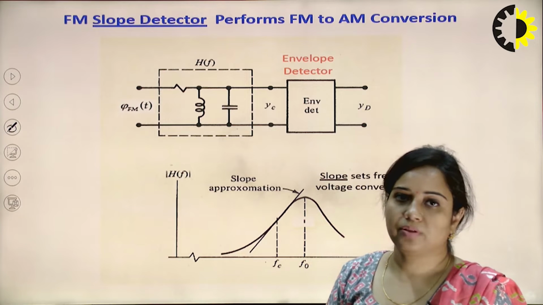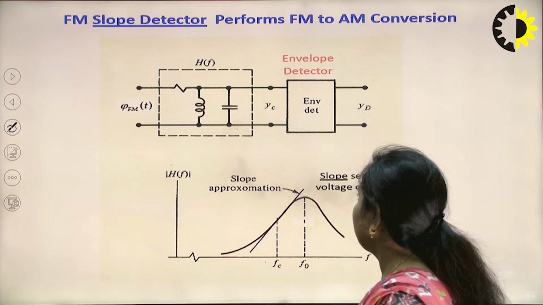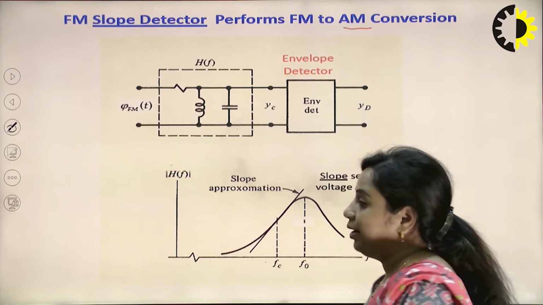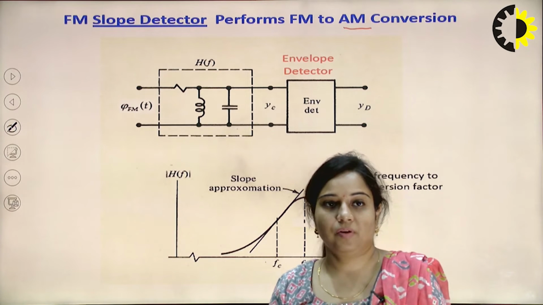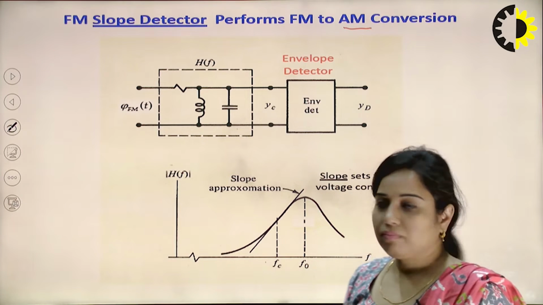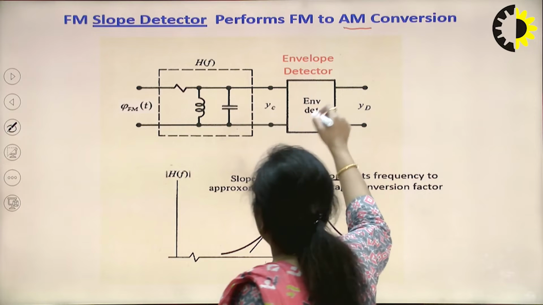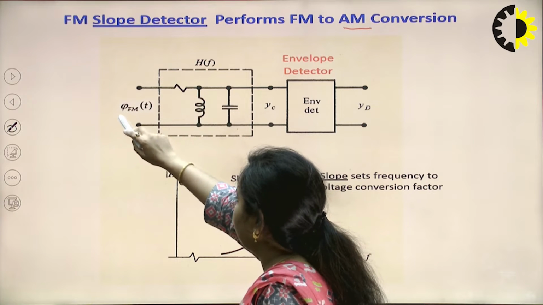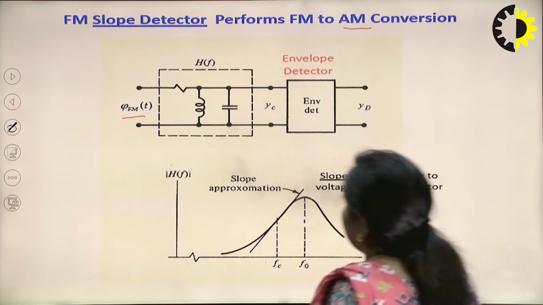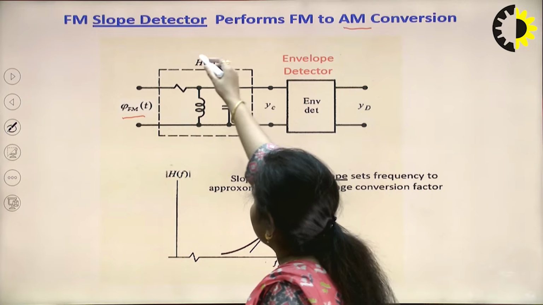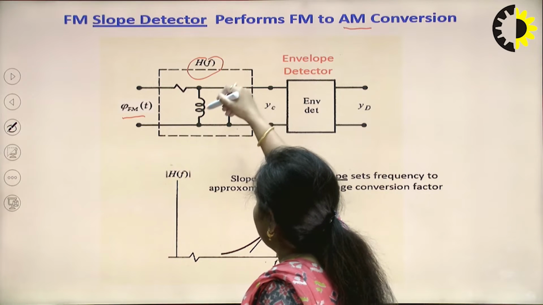It performs the FM to AM conversion. Now, when the signal is converted to AM, we can use any kind of AM demodulator from which we can reconstruct the input signal. The input to this block diagram, since it is an FM demodulator, will be an FM signal. Then there is a filter which has been drawn, whose transfer function is given by this equation, H(f).